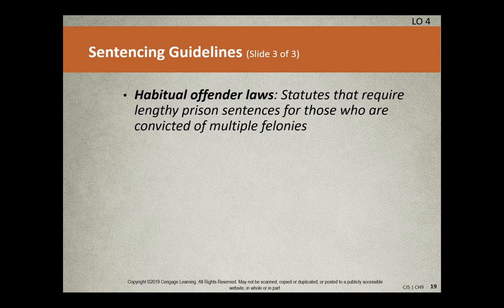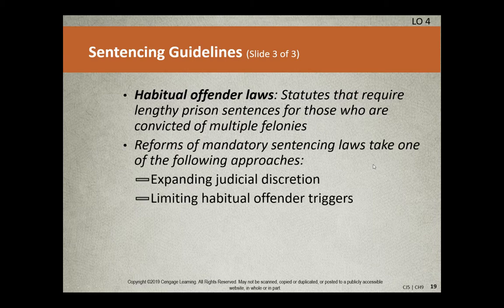Now, we also know about three strikes legislation, and this is habitual offender laws. And these are statutes that require lengthy prison sentences for those who are convicted of repeated felonies. They are a form of mandatory sentencing that is found in 26 states and used by the federal government. But nearly 30 states have reformed their mandatory sentencing laws since the year 2000. And in general, reform takes one of three approaches: expanding judicial discretion, limiting habitual offender triggers, and repealing or revising mandatory minimum sentences.